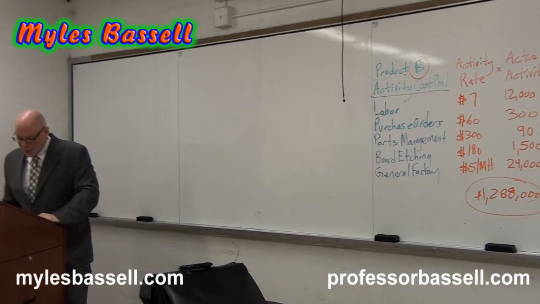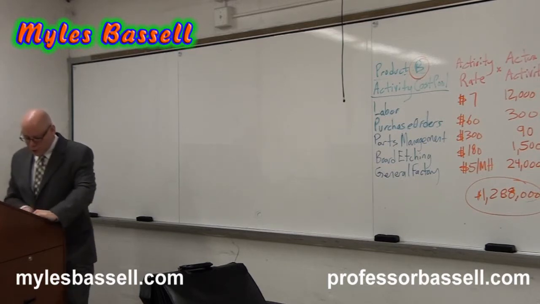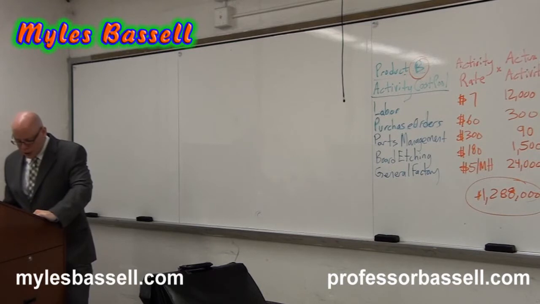We know that materials at the beginning of the month is 65%, and conversion is 30%. At the end of the month, materials is 80%, and conversion is 40%. The department started 175,000 units into production during the month and transferred 190,000 completed units to the next department. All right, so what we're going to do now is compute the equivalent units of production using the weighted average method.